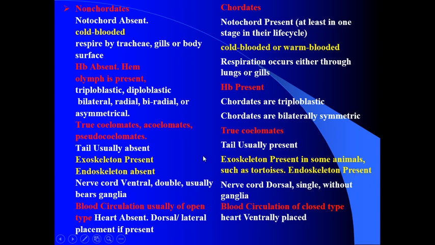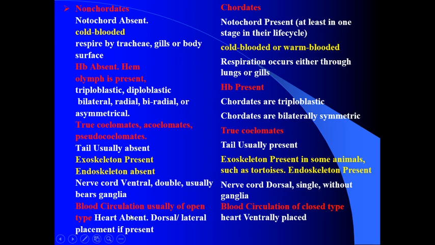Now, nervous system. In case of non-chordates, it is simple. There is a ventral nerve cord. It may be double, and that nerve cord bears ganglia. In case of chordates, the nerve cord is located on the dorsal side of the body. It is single and it is without ganglia.